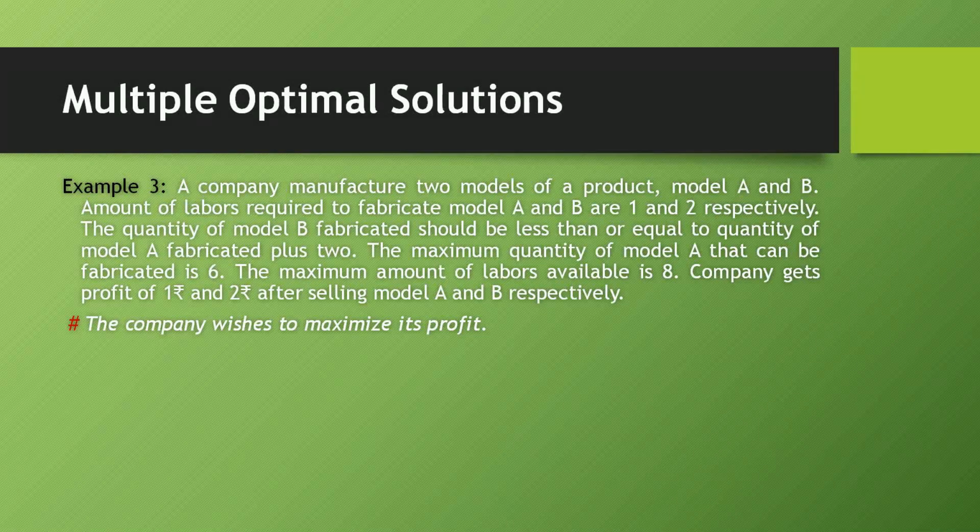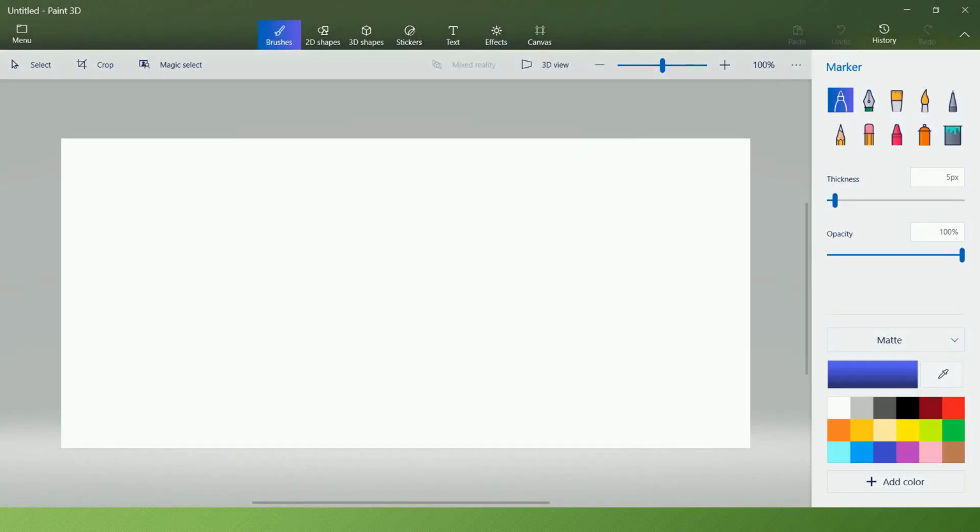Company gets profit of 1 rupee and 2 rupee after selling model A and B respectively. The company wishes to maximize its profit. Okay. So first we will develop the model equation for the problem. Then we will solve the problem using graphical method. Okay. So let us first develop the model equation, which first include the objective function.